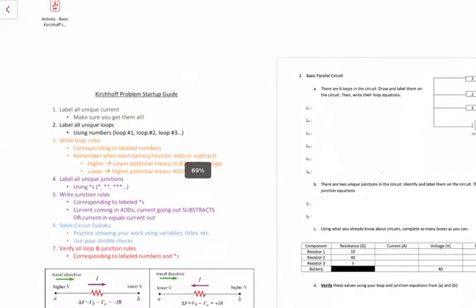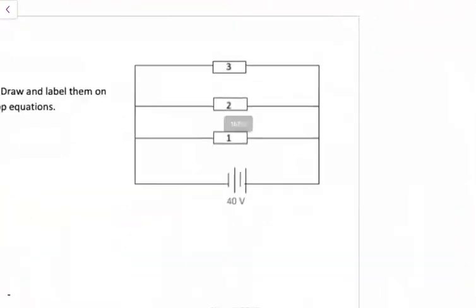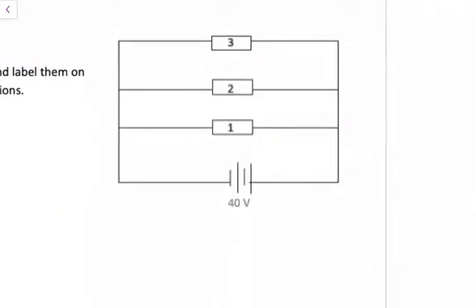Okay, step 1 is label all unique currents. We need to make sure we label them all. So I know in each branch, the current is split. I'll start off with the current passing through my battery, and then I know once I hit the first junction, I'm going to be going to the left, and this may be like I1. And then this is I2, and this is I3. I also like labeling my current 1, 2, and 3 to match the number that I'm calling my resistor, 1, 2, and 3.